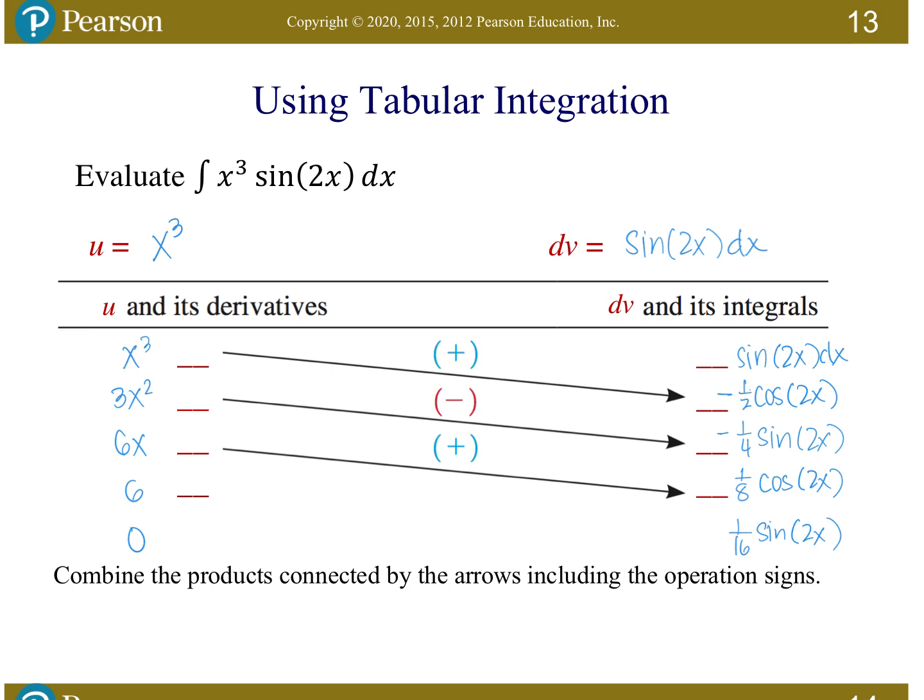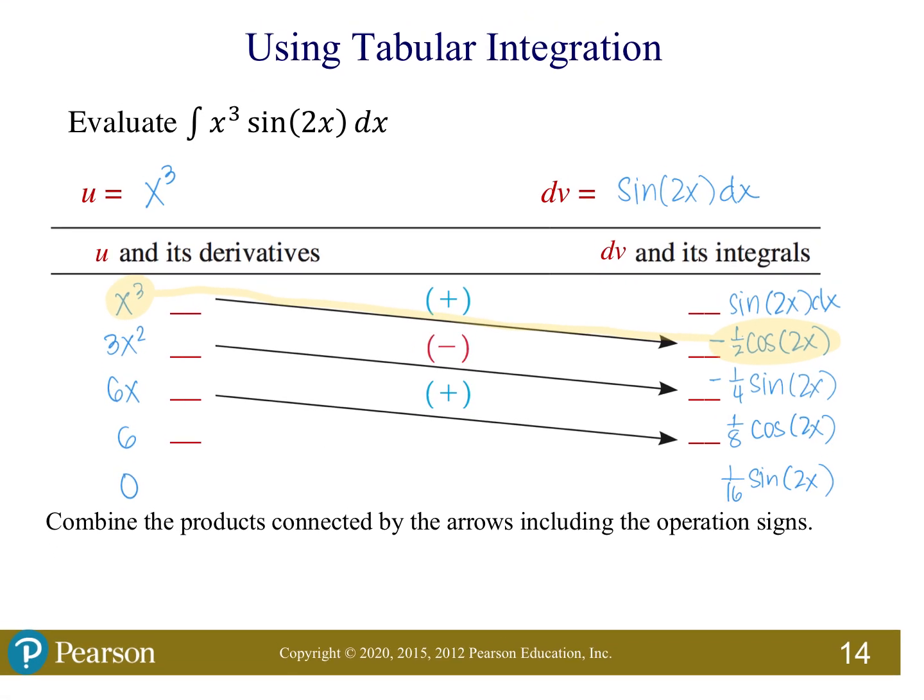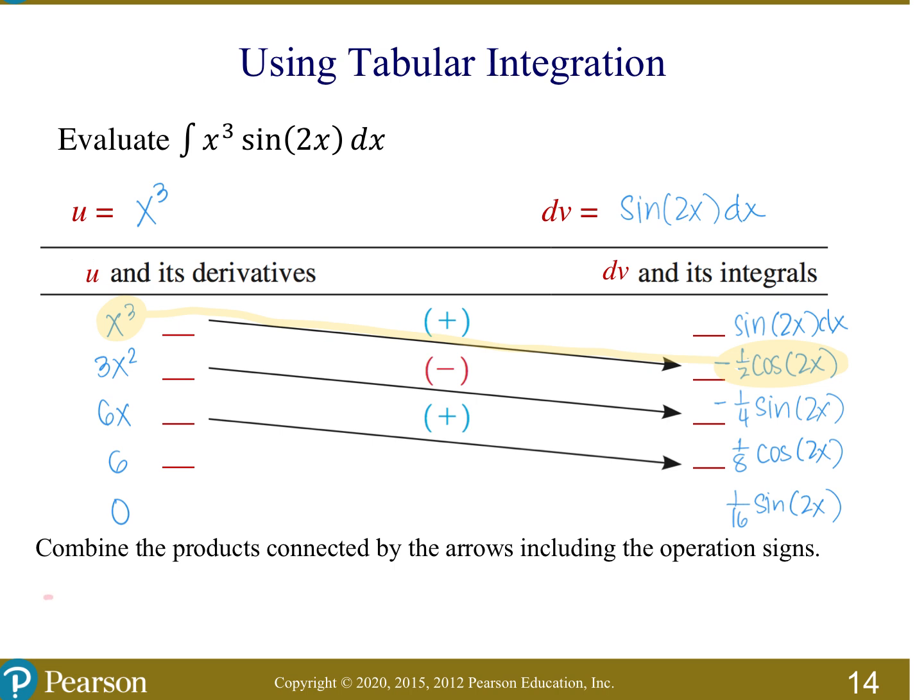All right, then we start matching things up. So the x cubed is going to match diagonally to the 1/2 x squared, and that's the negative 1/2. Now it's a positive combination, but since the other one is negative, the negative will trump over all, and so we'll have negative 1/2 x cubed cos 2x.